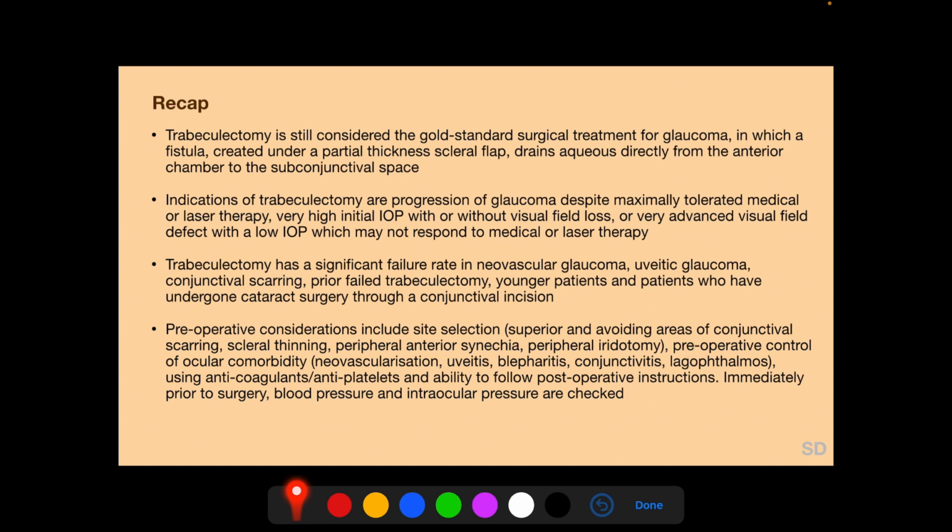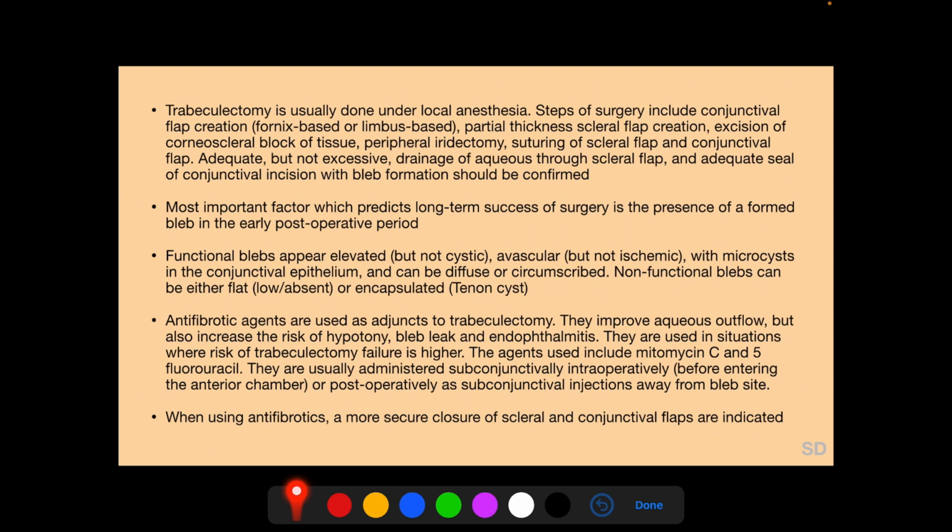Preoperative control of ocular comorbidities such as neovascularization, uveitis, blepharitis, conjunctivitis, and lagophthalmos, whether the patient is on anticoagulant or antiplatelet therapy, and whether the patient will be able to follow post-operative instructions following surgery. Immediately prior to surgery, blood pressure and intraocular pressure are checked. Trabeculectomy is usually done under local anesthesia.